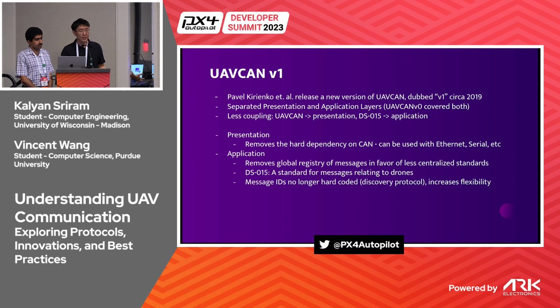So around 2019, a new version of UAV-CAN called V1 was released, which fixed some of these issues and renamed the original UAV-CAN to V0. Part of the solution was to split the presentation and application layers into separate projects. UAV-CAN would handle serialization, while Pixhawk's DS015 standard would create a new message set. These messages emphasize the use of smaller, smarter sensors instead of high-rate raw sensor data. And they also split large messages up into multiple smaller messages to be published together.